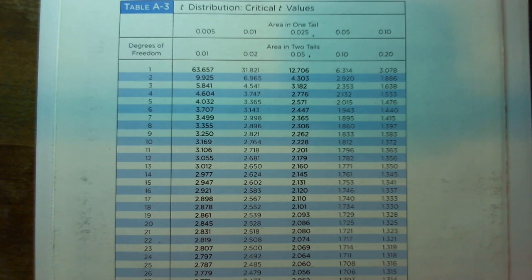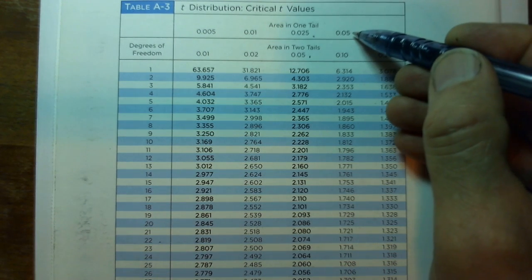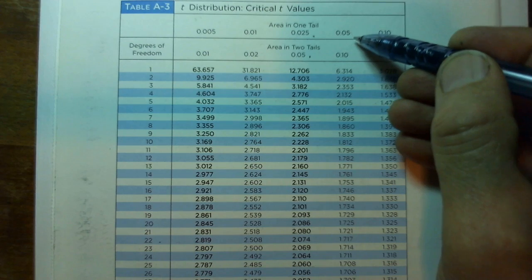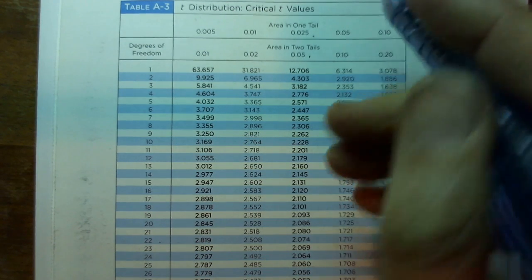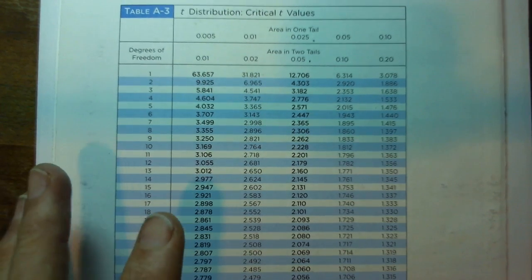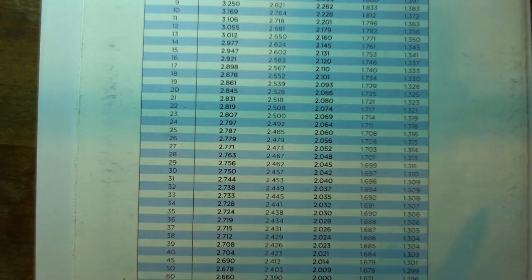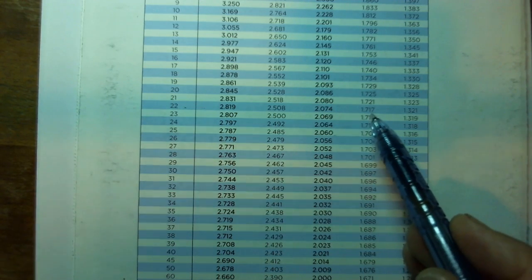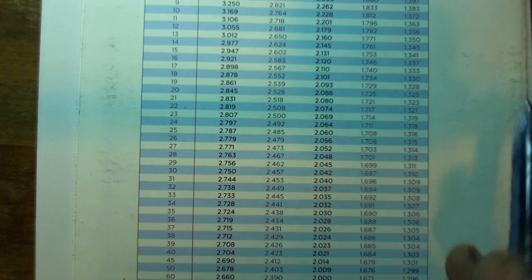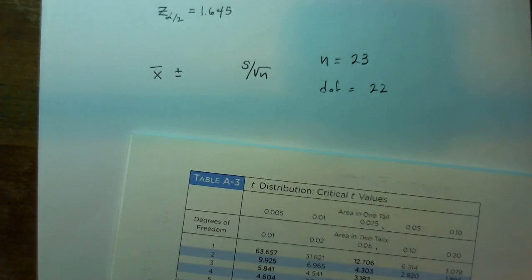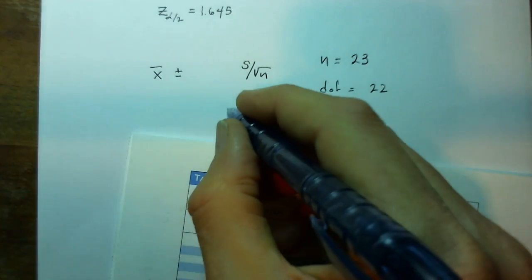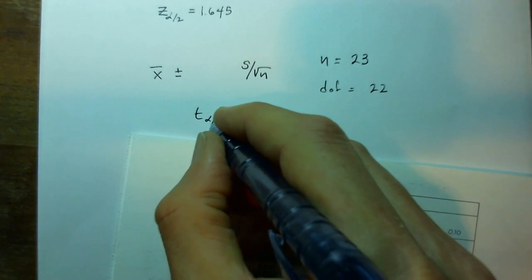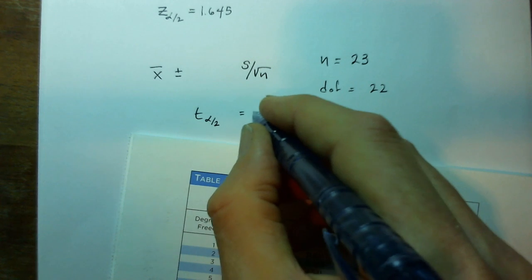So if you're looking for a t alpha over 2 score for a 90% confidence interval, either that area under one tail will be 5% or the area under two tails will be 10%. In either case, it's the same. Let's see what happens when the sample size is 23. When the sample size is 23, we look over here and we get 1.717 for our t alpha over 2 score. T alpha over 2 is equal to 1.717.